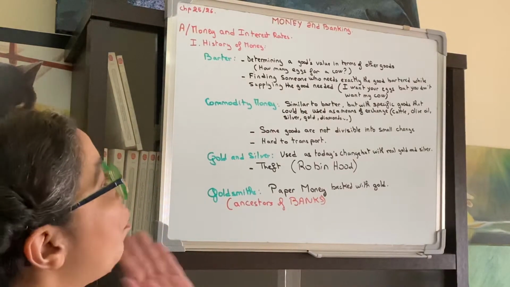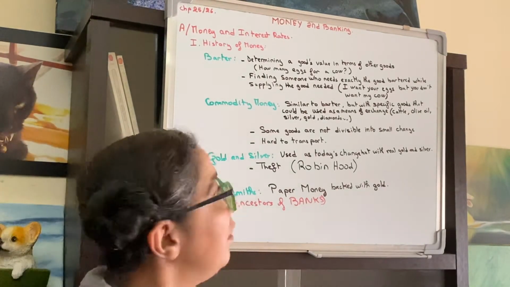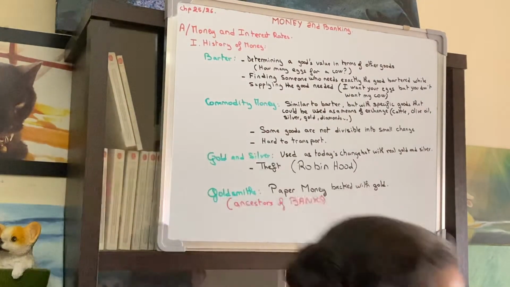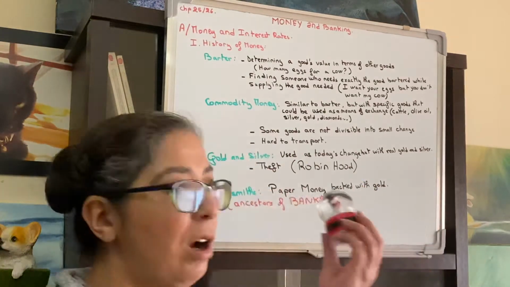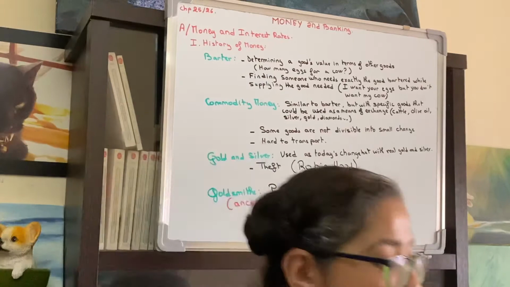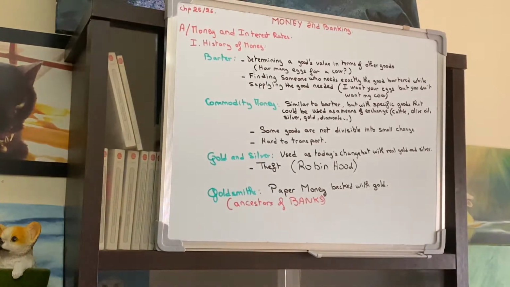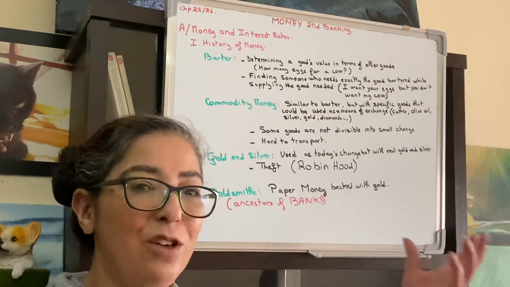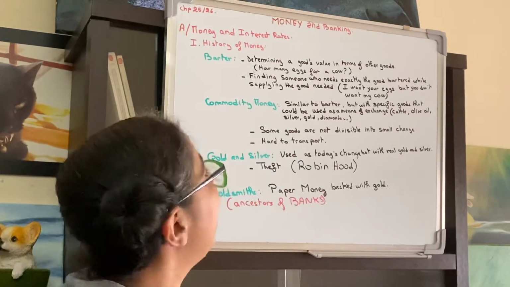Now the problem with barter was the value of the good. Is the value of this one equivalent to the value of that one? How many eggs for one cow? That's the example I've given here. How would you know the value of one good compared to another?